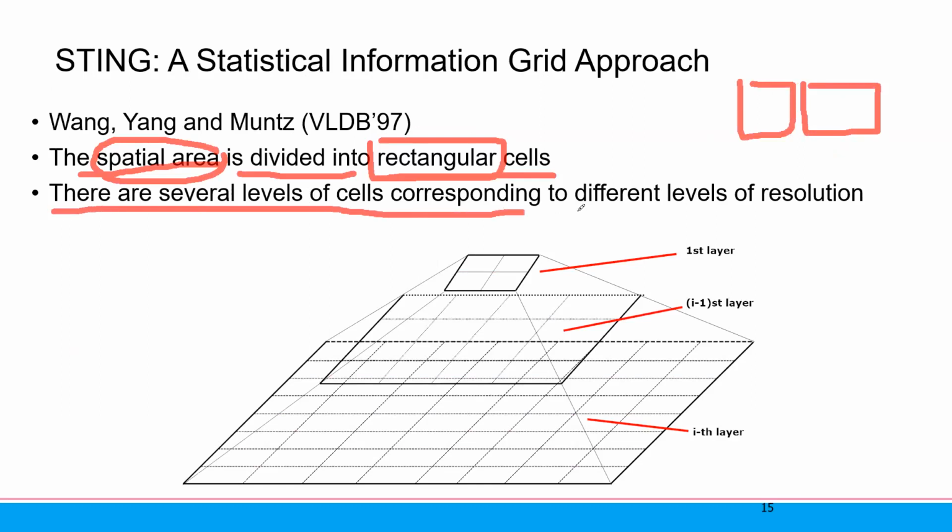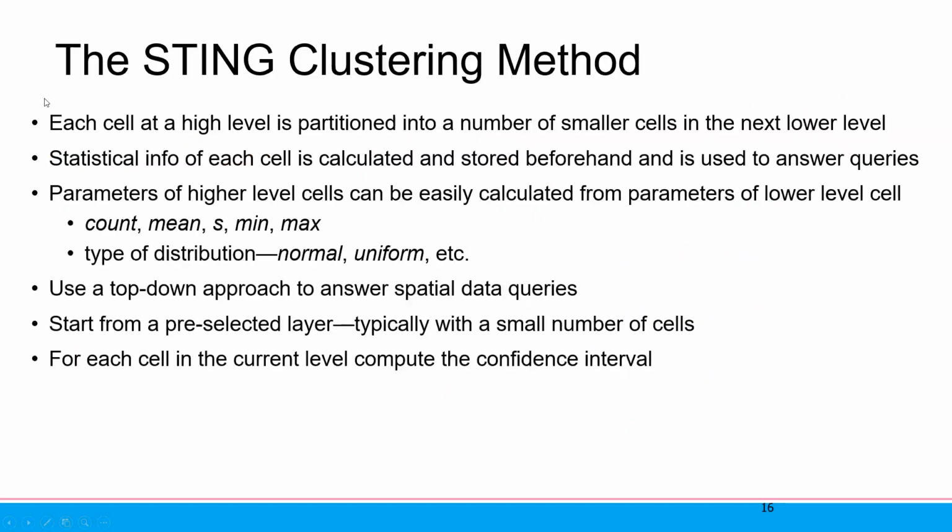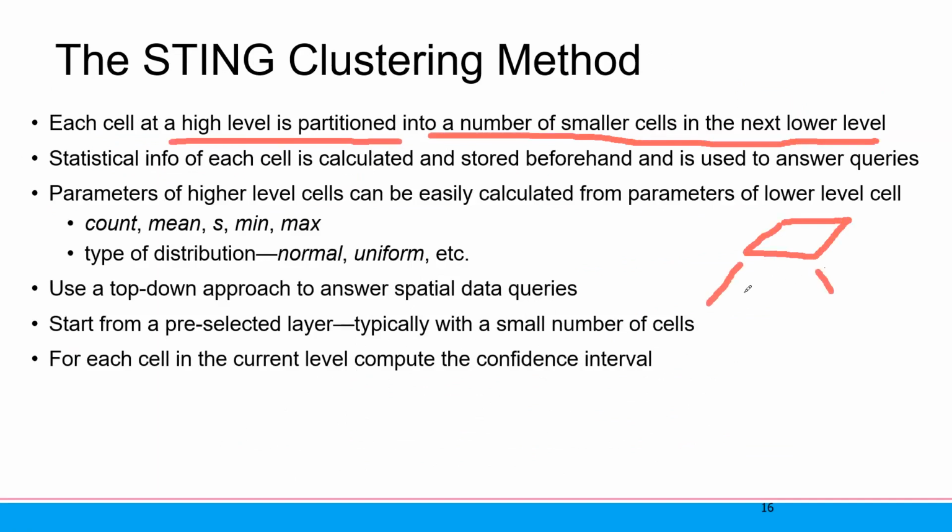There are several layers of cells corresponding to different levels of resolution. The first we call the first layer, then the next layer we call the i-1 layer, and the last we call the i layer. Each cell at a high level is partitioned into a number of smaller cells in the next lower level. So if I have one rectangle like this, then in the next level we can split it into, let's say, 1, 2, 3, 4, 5, 6 rectangles.